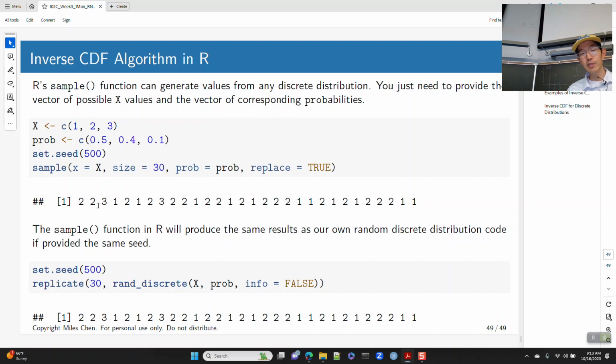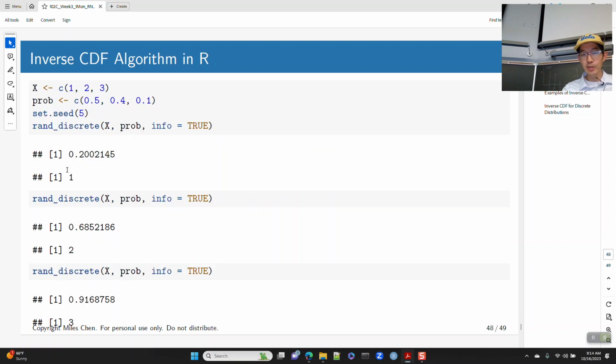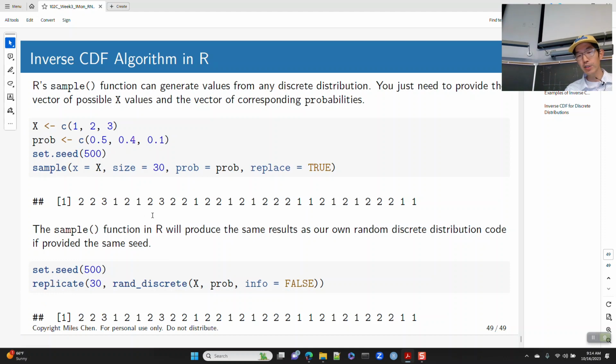And I set a seed, it generates the values 2, 2, 3, 1, 2, 1, right? And then if you use my function that I wrote over here, where I say, hey, generate a random uniform value, and then look it up in here, we get the exact same values. So I think R internally is doing the exact same thing that my function is running, because it generates the same values, 2, 2, 3, 1, 2, 1, and so on and so forth. So it's generating a random uniform value, and then it's looking at, at what point is the sum greater than or equal to that uniform value, and then it kicks out the corresponding number.